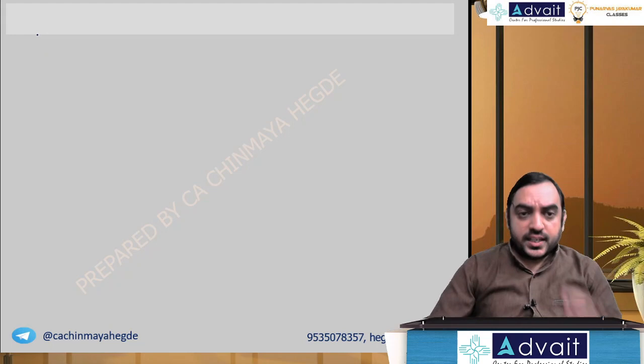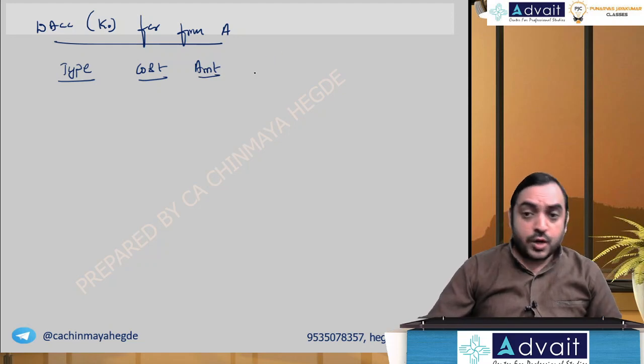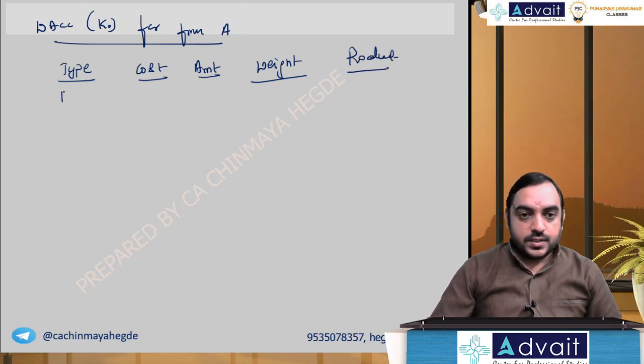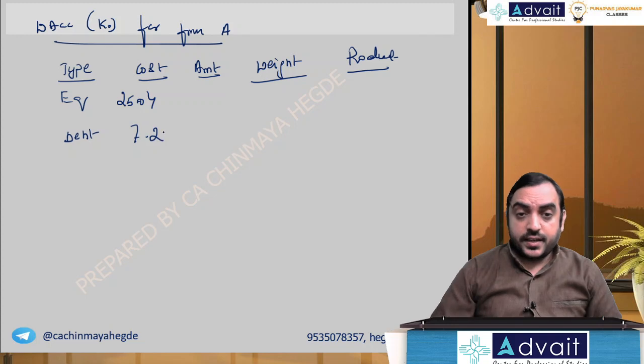Okay. So quickly I'll just prepare WACC or KO for firm A. Type, cost, amount, weight, product. Equity, debt. Cost of equity we calculated to be 25.04. Cost of debt we just calculated 7.2 after tax. Amount of equity, value of equity 27,60,000. Amount of debt 54 lakh.